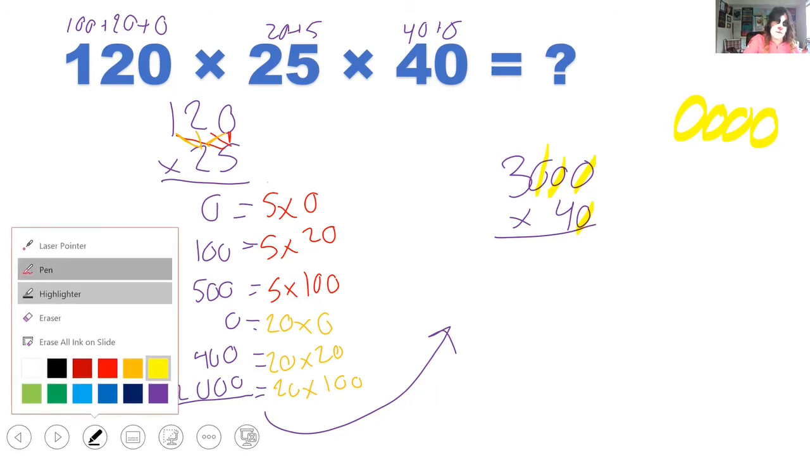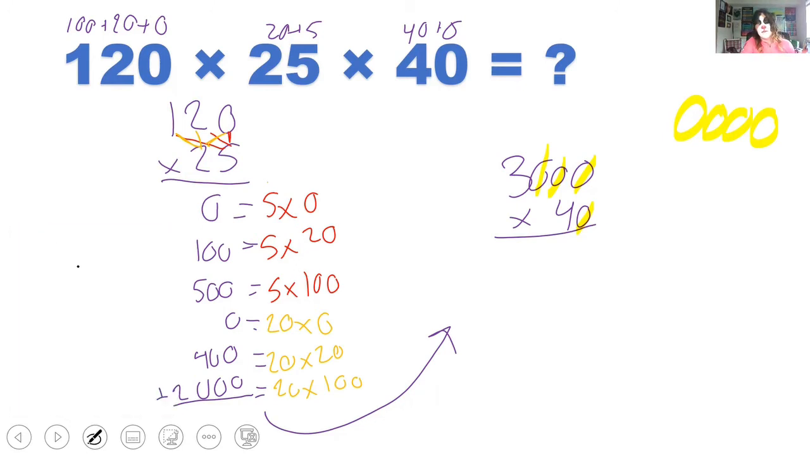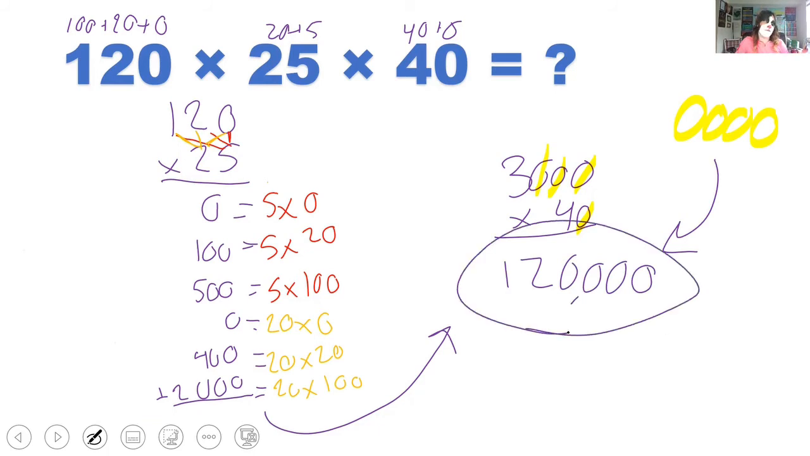And then I'm going to go back and do 3 times 4 because that is all that is left. And I know 3 times 4 is 12. And then these 4 zeros are going to come back. So 1, 2, 3, 4. And I have my final answer of 120,000. So 120 times 25 times 40 is 120,000.